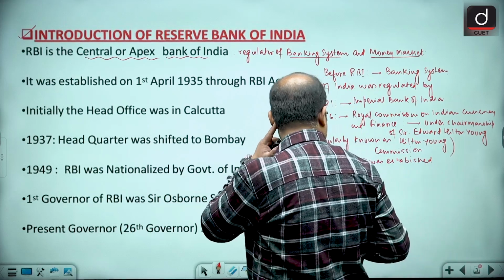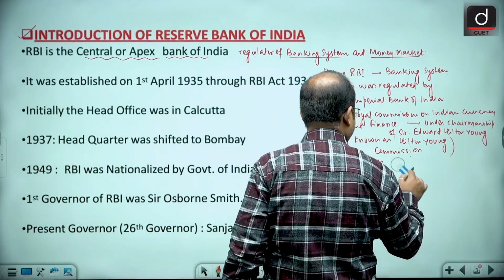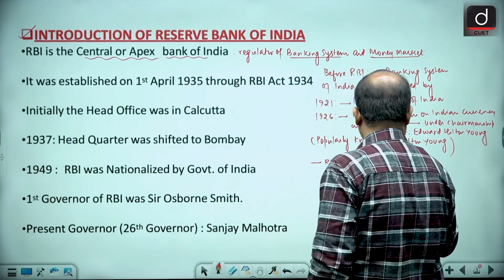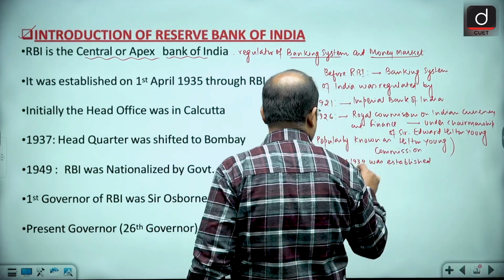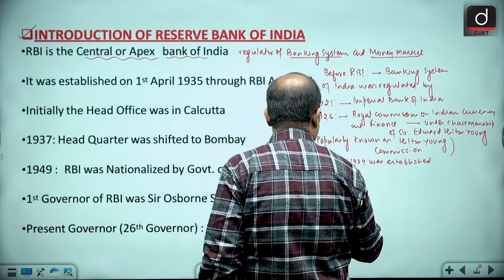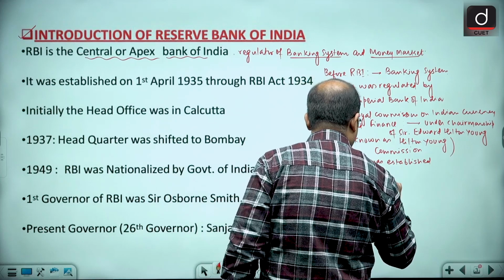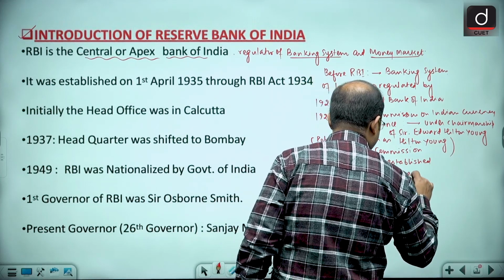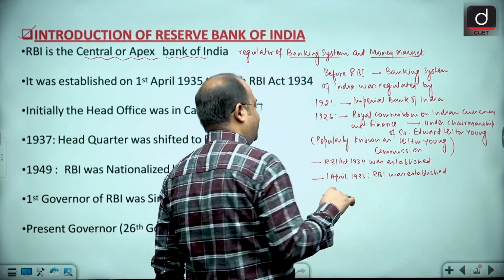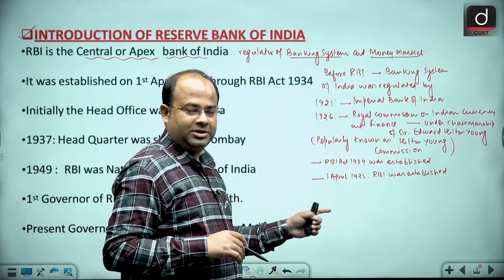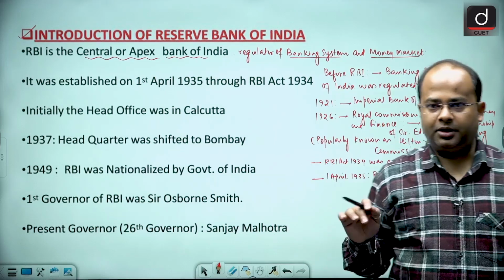On the basis of the Reserve Bank of India Act 1934, RBI was established in the year 1935. So RBI was established on 1st April 1935.